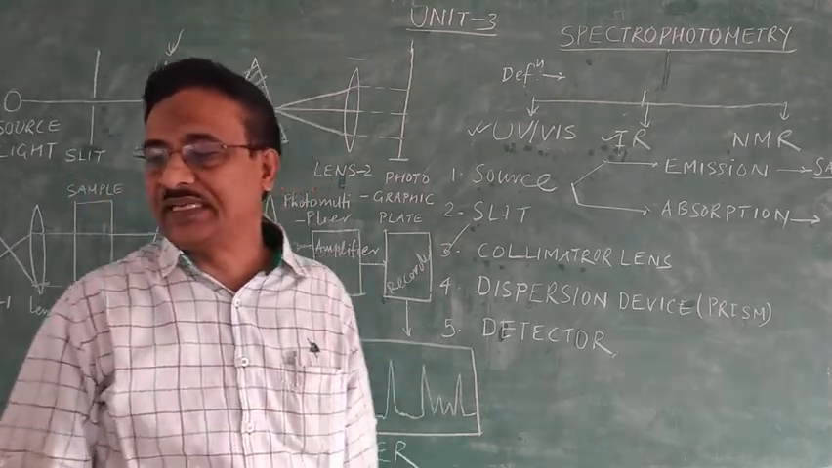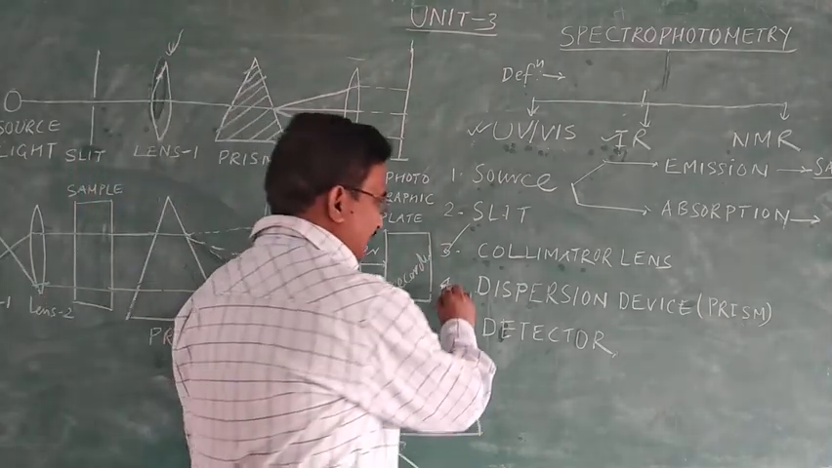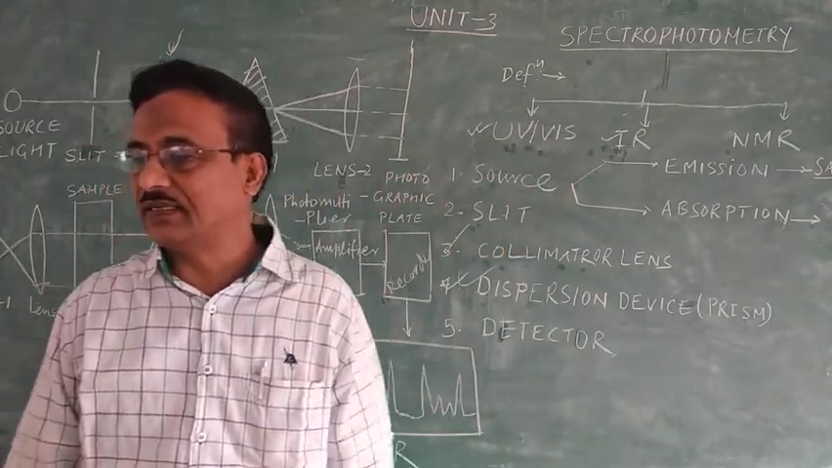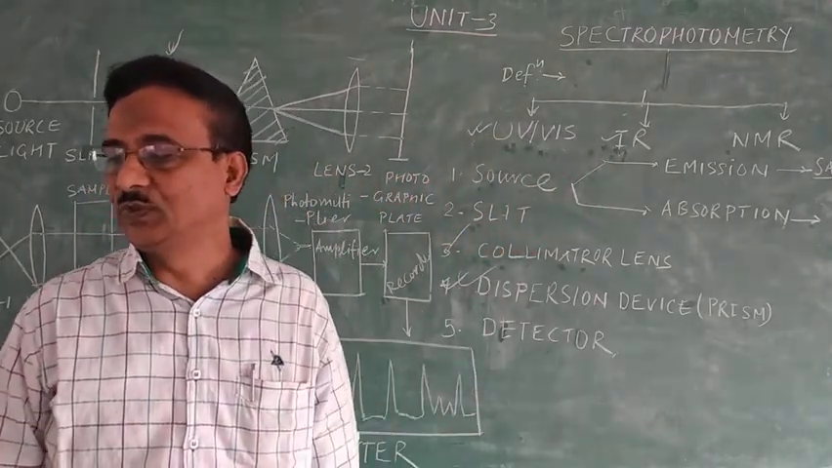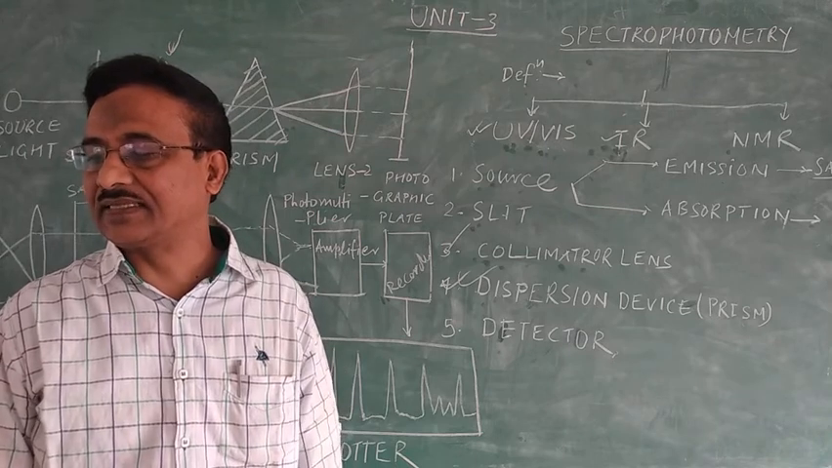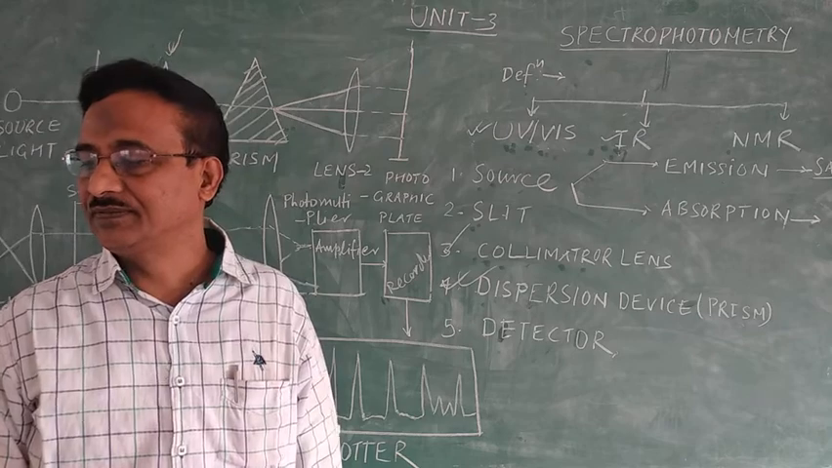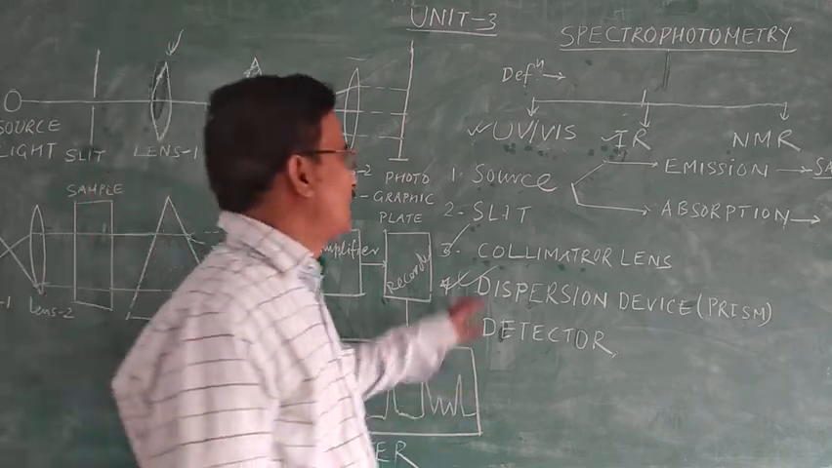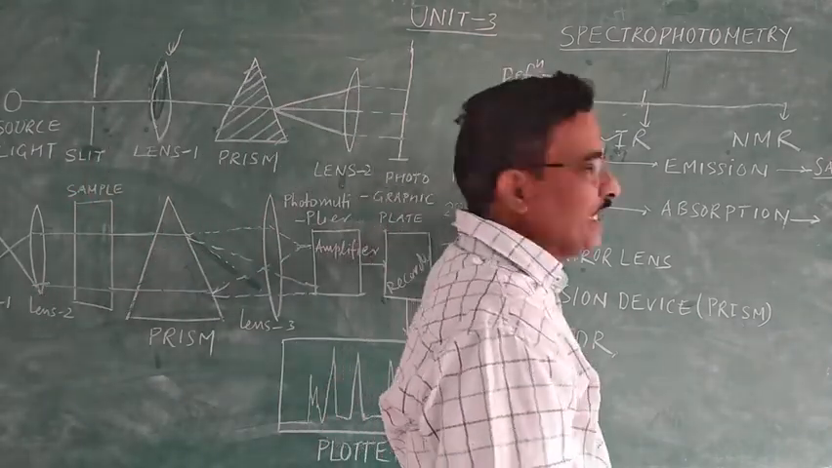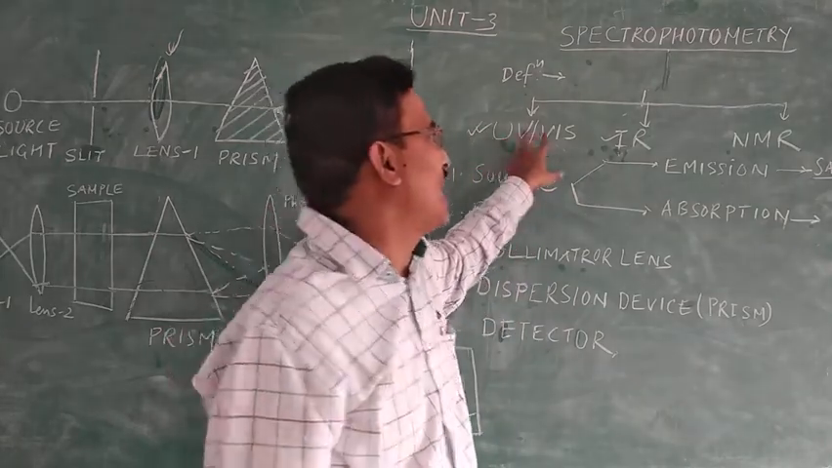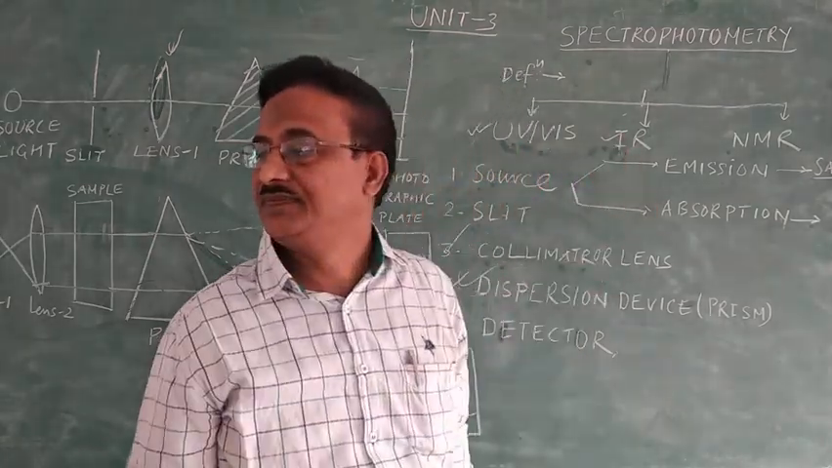And the fourth one is the prism or dispersion device. Dispersion device or prism is used to separate the radiation into its constituent frequencies for UV visible spectroscopy or IR spectroscopy.